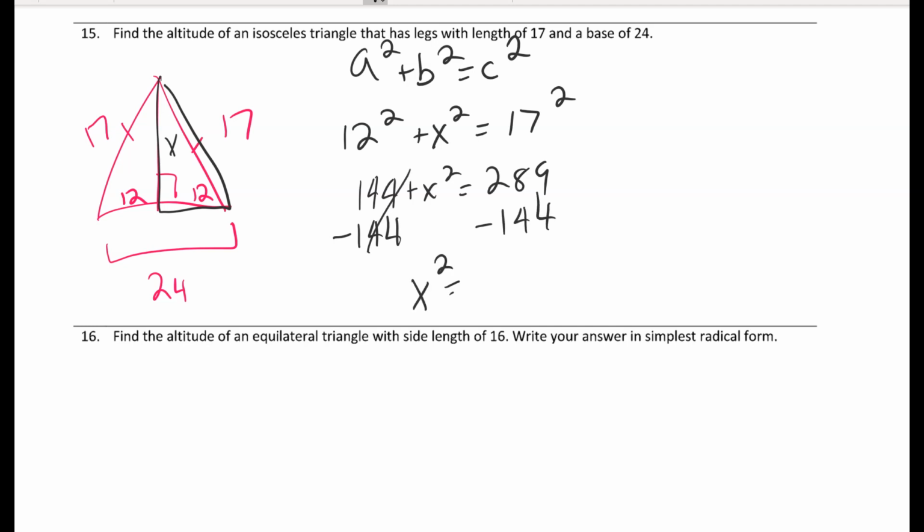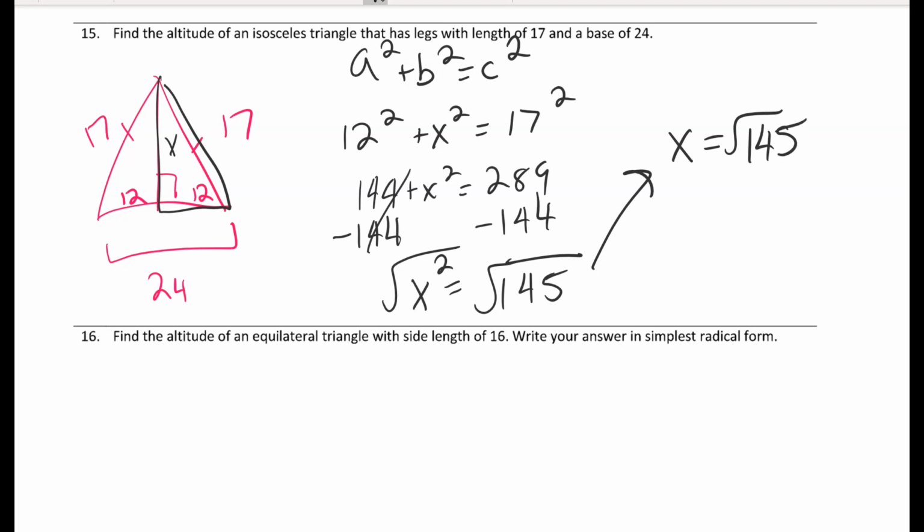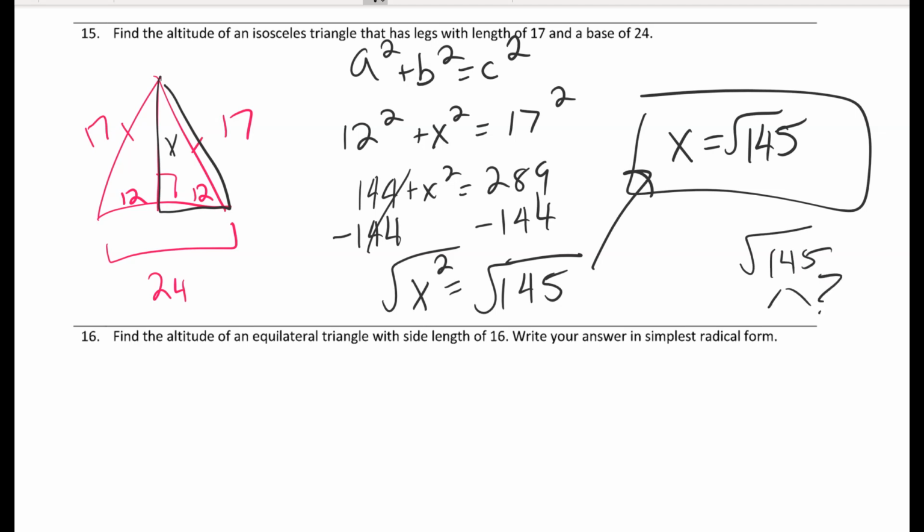And when I isolate x squared, I get radical 145, just 145. And then to undo the squared, I take the square root on both sides. Now, the good news is you can't actually simplify 145. It doesn't break down into anything. So this is as far as we can go for this example.